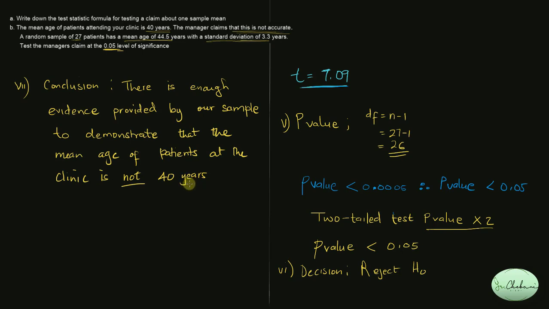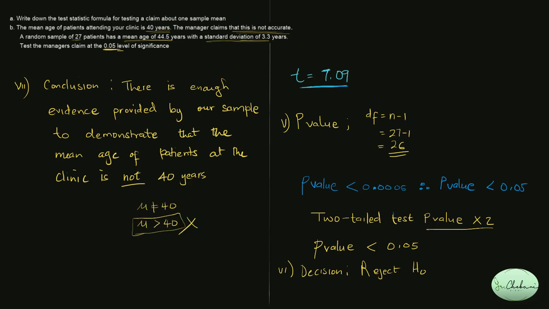And because our sample had a mean of 44.5, we can even extend it to say it may be actually more than or greater than 40 years. But even though the mean of our sample is 44.5, we cannot make that conclusion because that's not what we were testing.